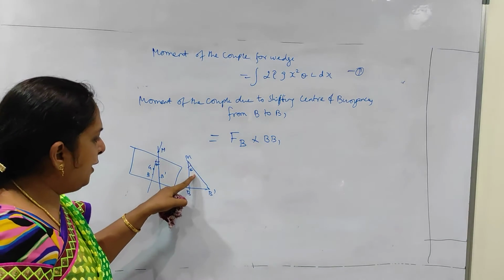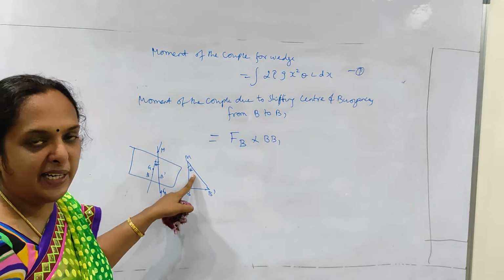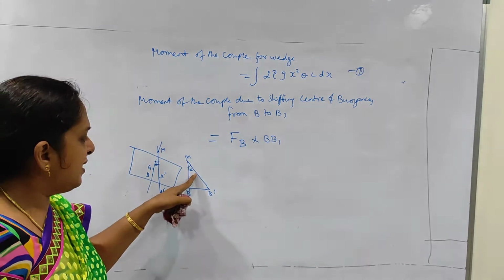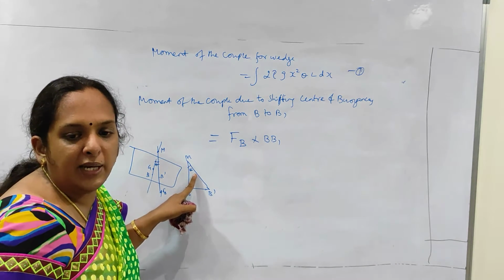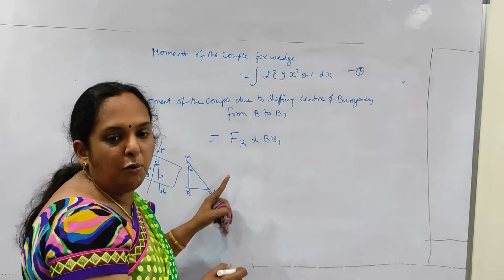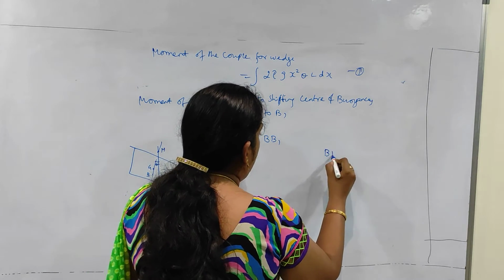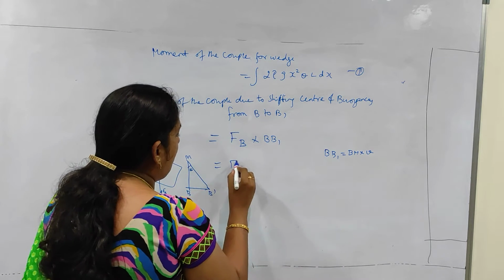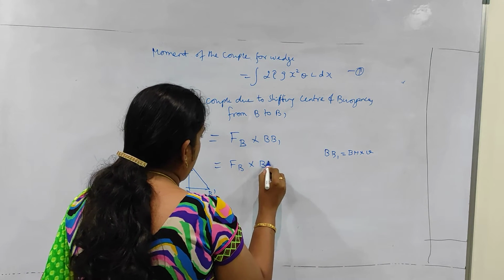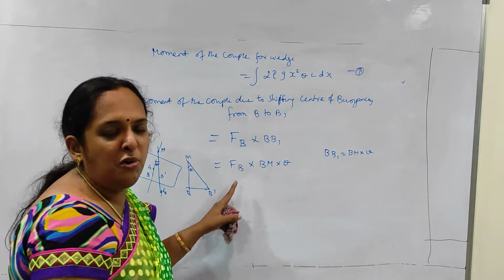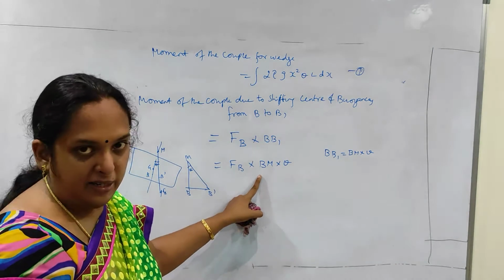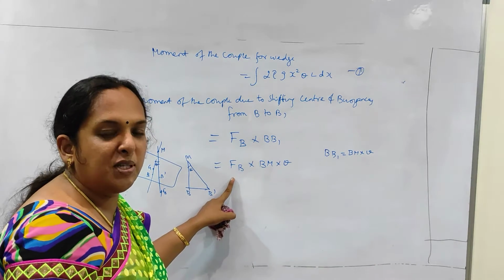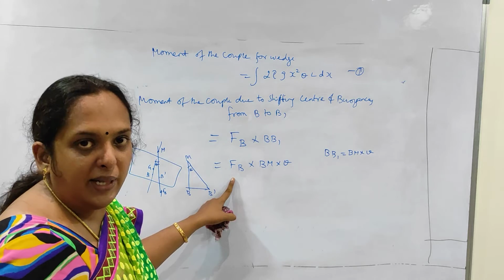It is BM into theta. Okay, we are neglecting the value of sine or tan. Why? Because this theta is very small. So since theta is very small, we are going to write BB1 is equal to BM into theta. So this will become FB into BM into theta. Force we know, BM is a distance and theta we know. So what is the force?